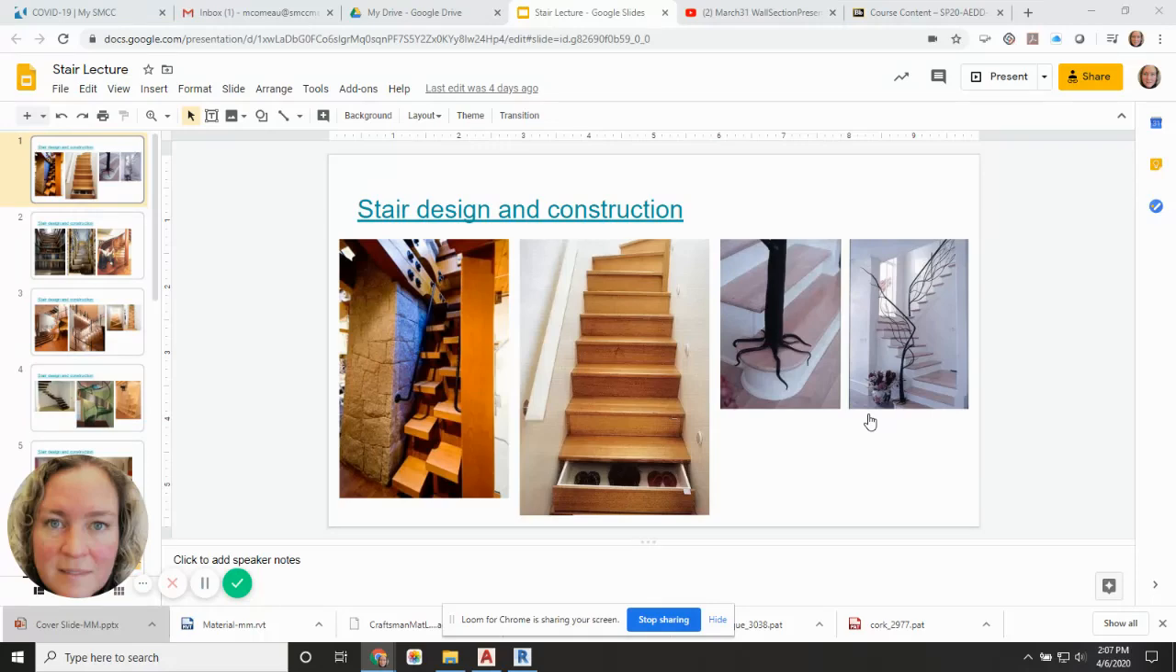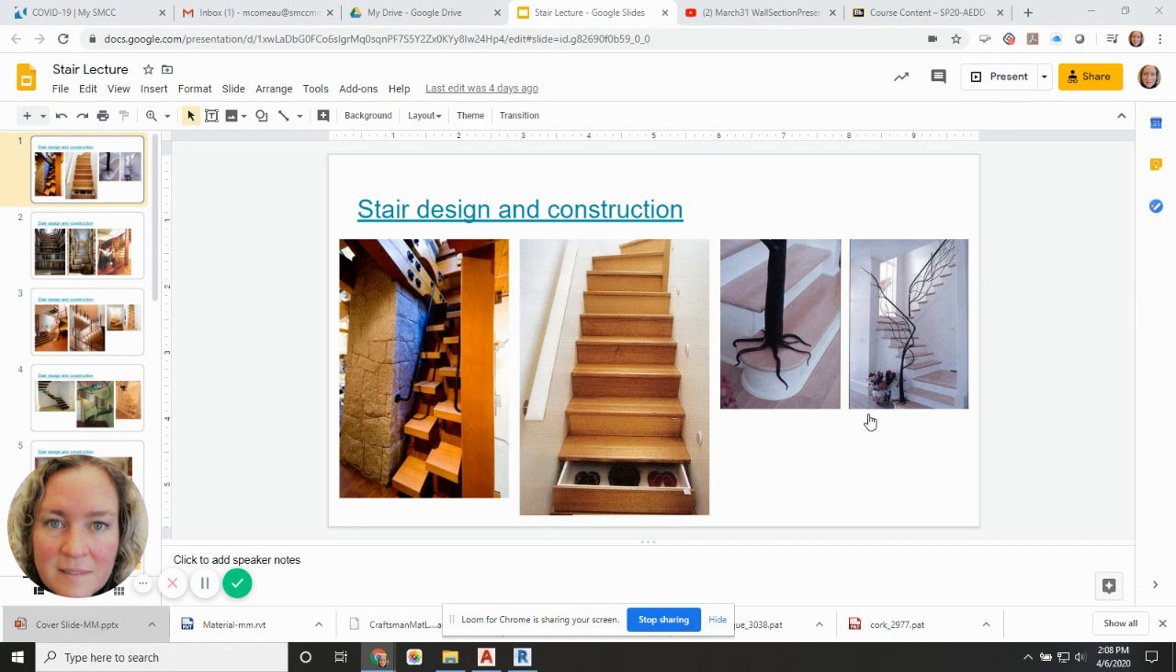Hello, everybody. This week's lecture is about stairs, or we can also call it vertical circulation, but we're going to concentrate mostly on stairs. Other types of vertical circulation would be escalators, ramps, elevators, and things like that. But because we're concentrating mostly on residential applications, stairs are pretty important to understand how to design.